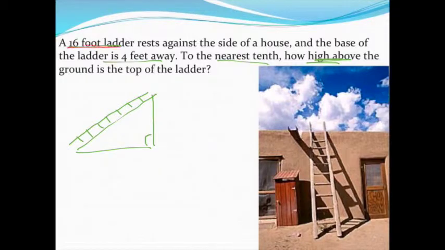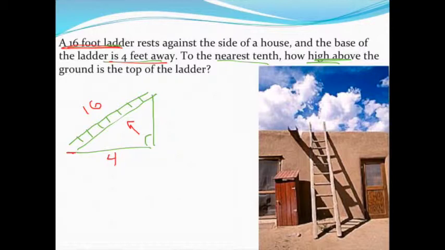They've told me the ladder itself is 16 feet, so I know this side right here is going to be 16, which hopefully you've recognized as the hypotenuse of this right triangle. Let's see what else I know. The base of the ladder is 4 feet away. Here's the base of the ladder. It's 4 feet away from the house. My drawing's not to scale, but that's okay. It's just there to help us figure out what's going on with this problem.